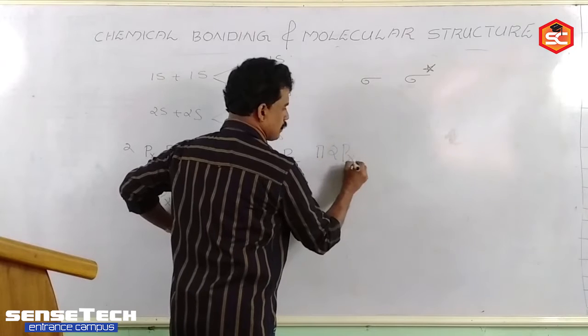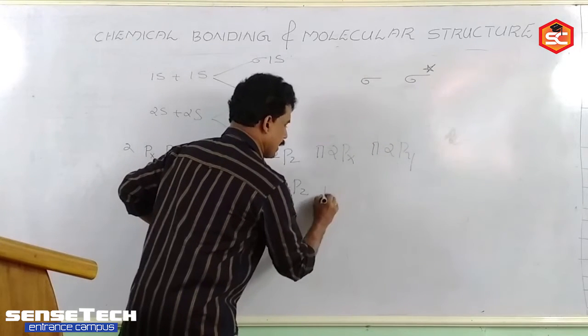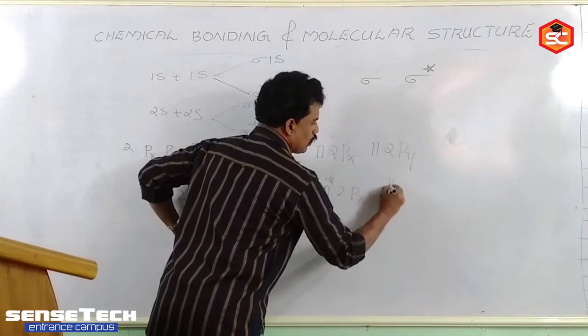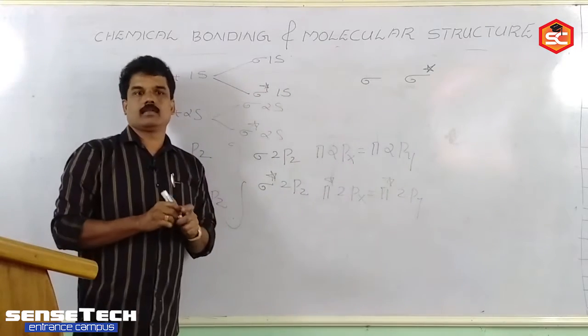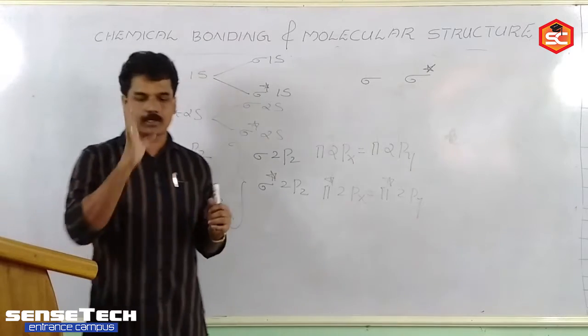Pi 2px, pi 2py, and they are anti-bonding. Pi star 2px, pi star 2py. These two have the same energy. These are the molecular orbitals formed by the combination of atomic orbitals.